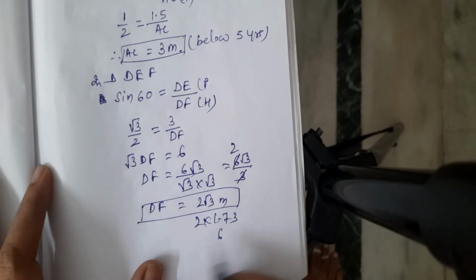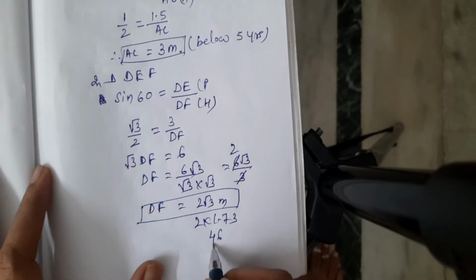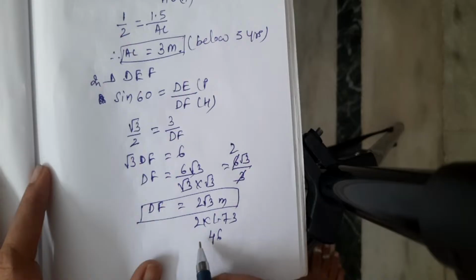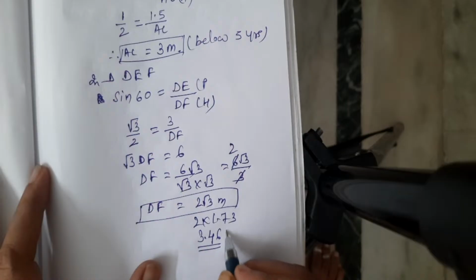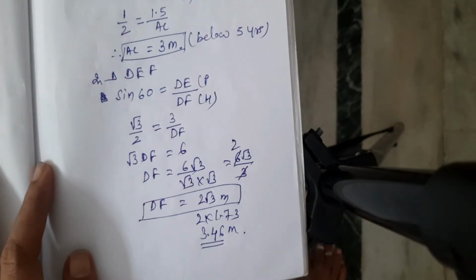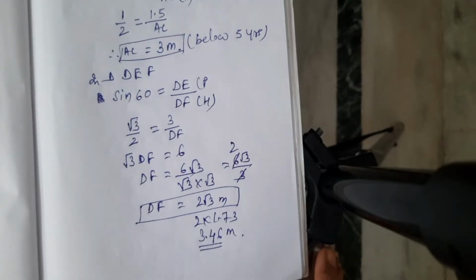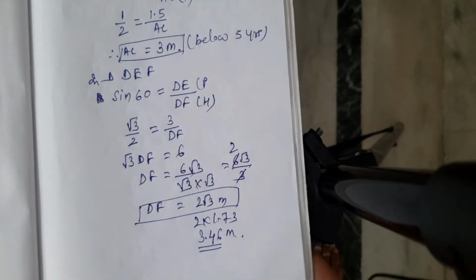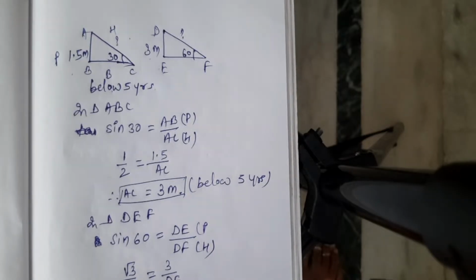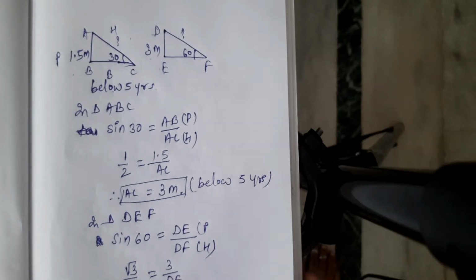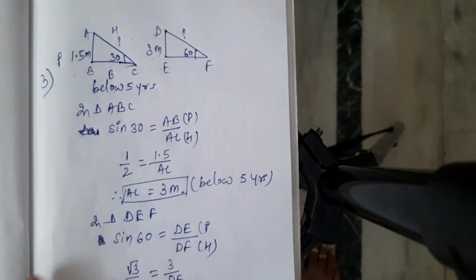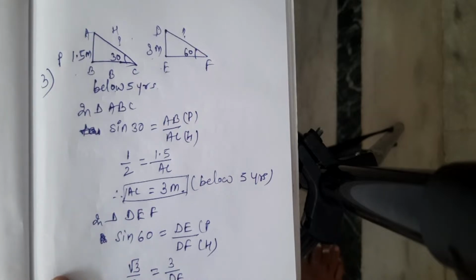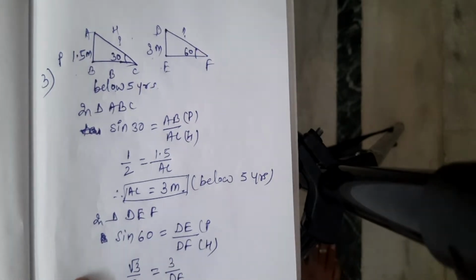So here it is, 2 3s are 6, 3 7s are 21, 1 carry, 2 1s are 2 plus 1, 3. So final answer is 3.46 meter. So this is what we can calculate height of the slide. So these questions, as I told, are very simple. If your understanding capability is nice, depending completely on the understanding, if you are able to understand the question properly, then easily you can go through with the solution. Now let's move out with the next question.